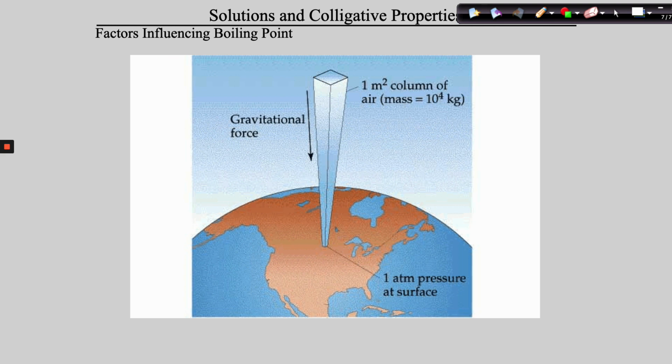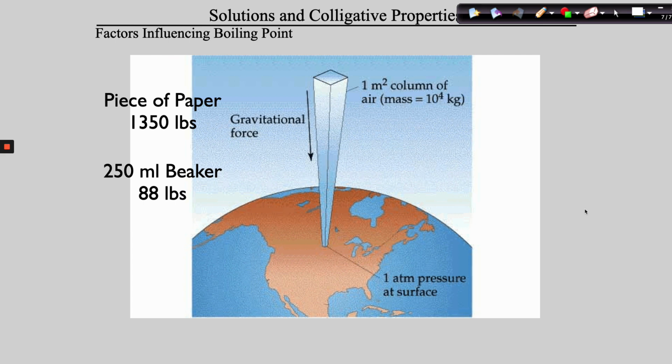So guys, at sea level, that's San Diego now. Guys, at sea level, there's about 1,300 pounds of pressure on a sheet of paper. Guys, there's about 90 pounds of air sitting on that beaker at sea level. And guys, at sea level, for water to boil, it not only has to break the IMFs, it has to push back against those 90 pounds of air.